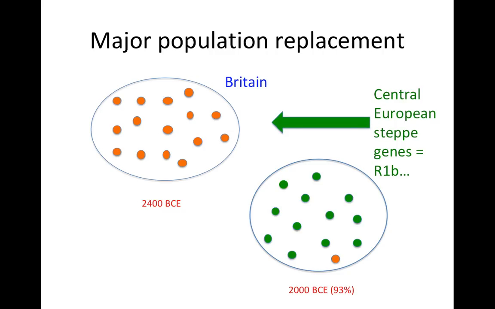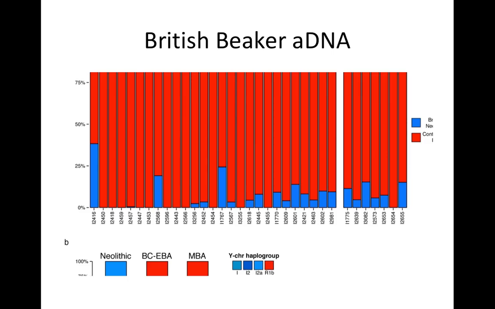However, in a publication just last year on the Beaker culture, looking at Britain, where they've collected considerably more ancient DNA evidence, it looks, so far as they can tell, that at around 2400 BC, before the Beakers hit Britain, there was no R1B, and within 400 years, something like 93% of the males were R1B. And that is indeed an incredibly rapid cultural and genetic transformation.